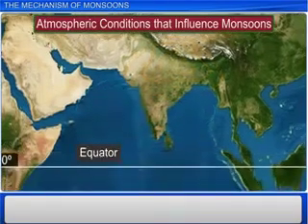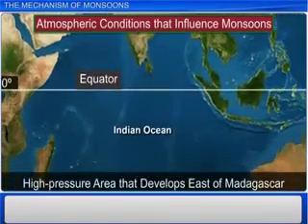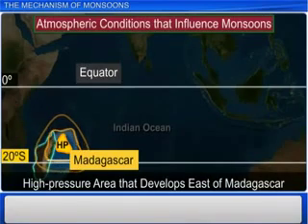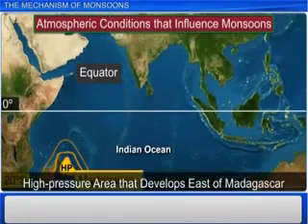The third condition is the presence of the high pressure area that develops east of Madagascar. It is approximately at 20° south over the Indian Ocean. The intensity and position of this high pressure area affects the Indian monsoon.